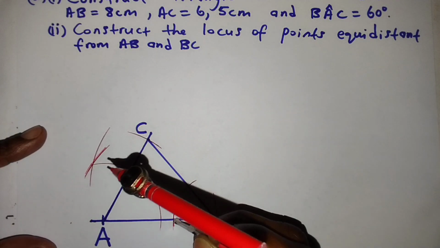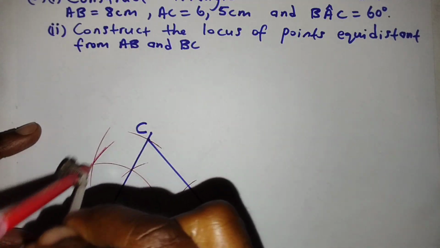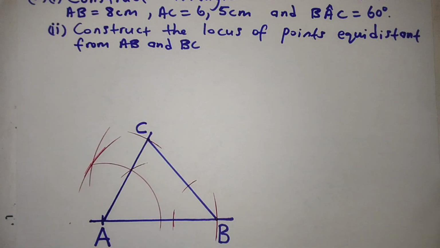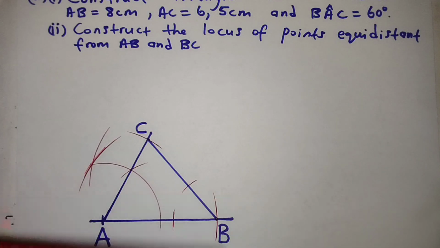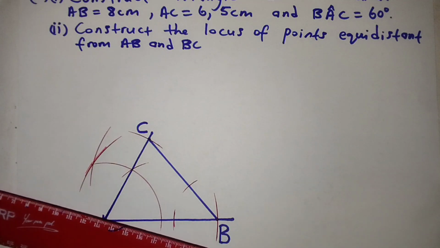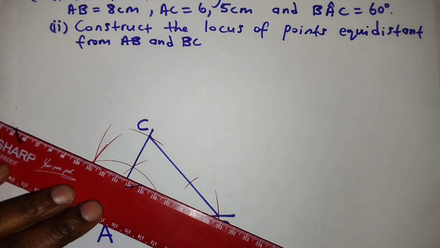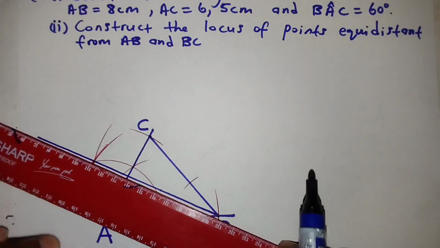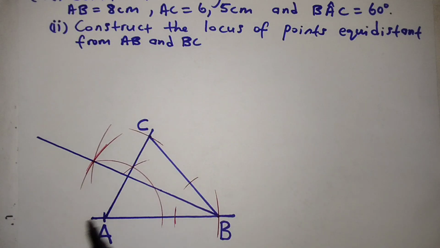Okay, so my canvas is shifted. Let me go back again. Okay, this one. Okay, so now I'll take my ruler and join the point B with the point of intersection of these 2 arcs, something like this. Right. Okay, so I've now constructed the locus of points equidistant from AB and BC.